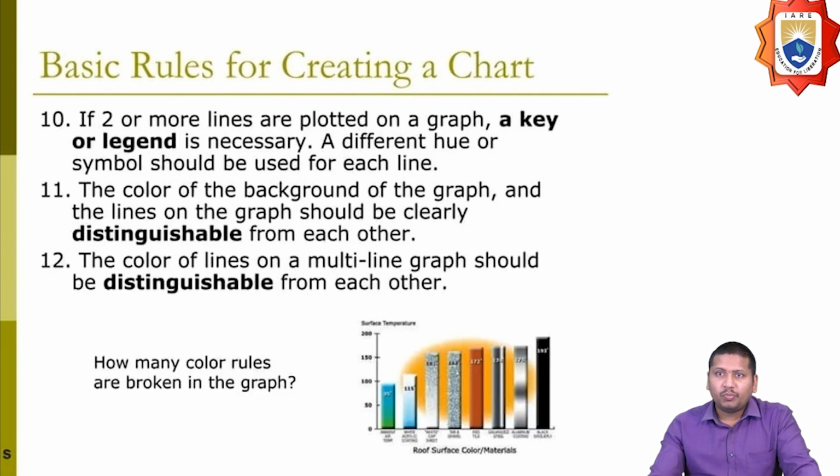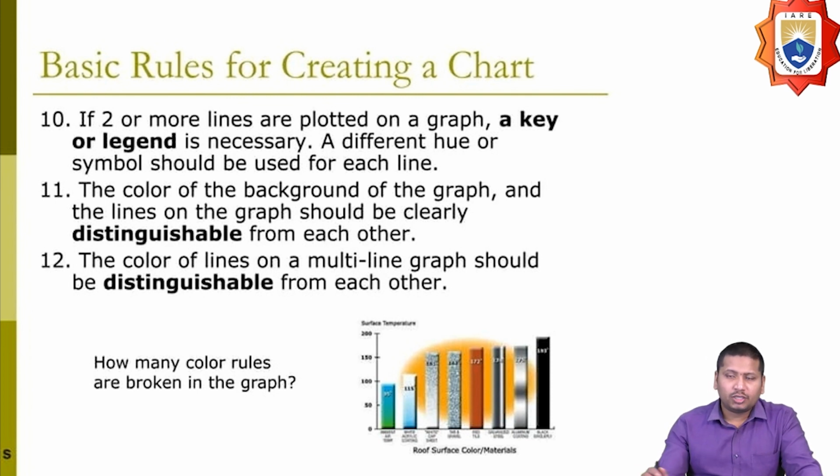And if two or more lines are going to be plotted on a graph, a key or legend is necessary. A different hue or symbol should be used for each line, and the color of the background of the graph should be clearly distinguishable from the lines, and the colors of lines on a multiple line graph should be distinguishable from each other also.